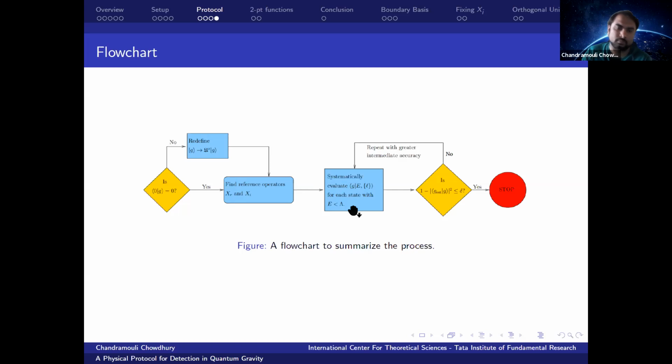Once you have that, you can transform the basis states, let's say, to the energy eigenstates if you want to. And then you can evaluate G's overlap with all energy eigenstates, where E is less than lambda. And then you ask if the estimated value of G is close to the real value, the bulk state G, up to this tolerance factor delta. Okay, if this is not, then you have to repeat this with more accuracy. But if it is, then you're done. So this kind of summarizes how you can find G's overlap with all the basis states. Okay. Before describing two-point functions, if there are more questions on this, you can ask now.